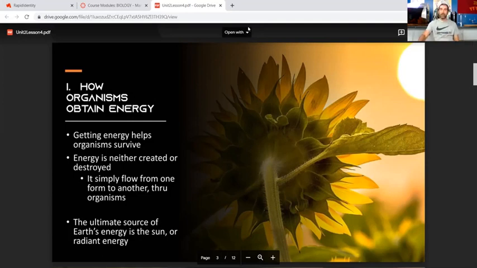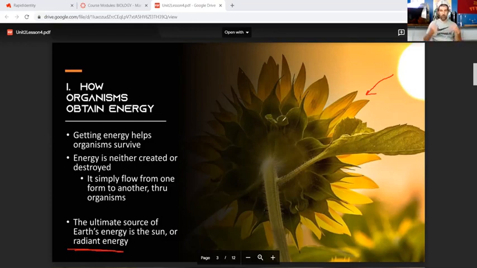Nonetheless, we're going to start here because this is a great example of how organisms first obtain their energy. Every organism has to have energy to survive, and energy is neither created nor destroyed. All it does is simply flow from one form to another, and it moves through organisms. So in this image, you have energy being transferred from the sun to this sunflower, and eventually that energy would be transferred to another organism. The ultimate source of Earth's energy is the sun, or the sun's radiant energy. All of that heat that is emitted, all of those rays of sun, that is radiant energy.